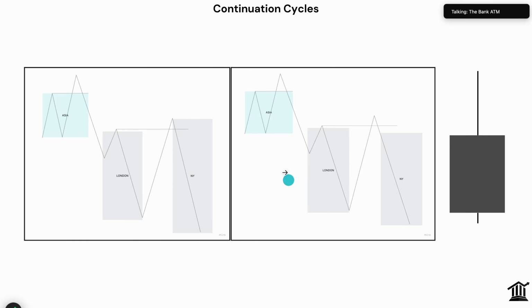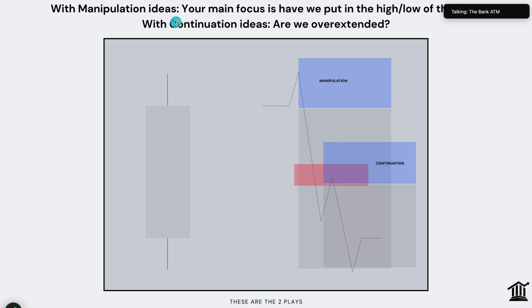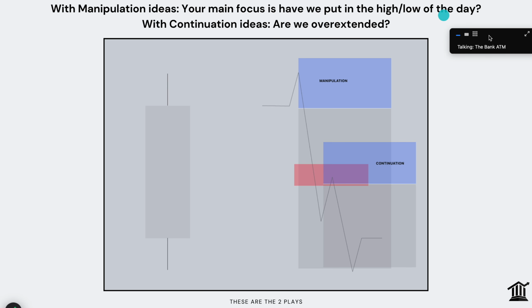And that's the beauty of the manipulation trades. So again, these are just versions of cycles. This is still an NY reversal cycle, and this is still an early NY reversal cycle, but it's just put in a continuation format. Okay. So with manipulation ideas, your focus is, have we put in the high or the low of the day, right? Like I mentioned prior.